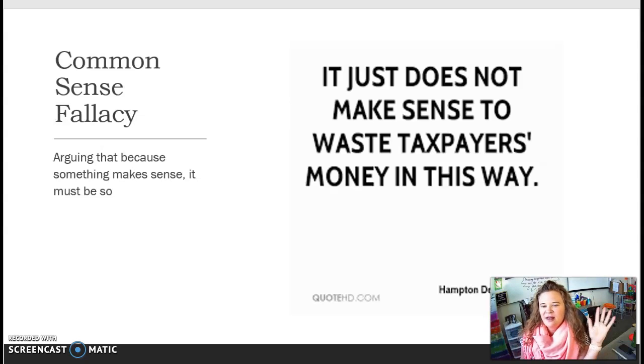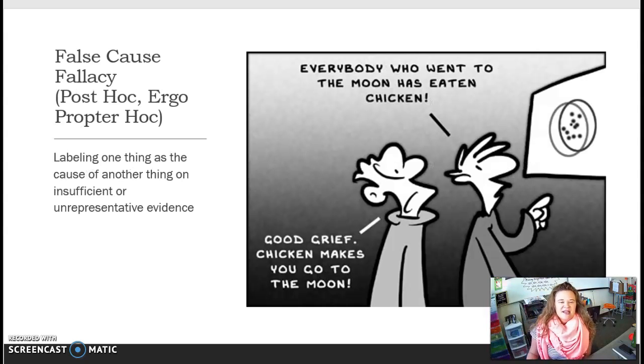All right, 5 more here. Common sense fallacy: arguing that because something makes sense, it must be so. It just does not make sense to waste taxpayers' money this way. Just saying that it doesn't make sense not to do something. Like, it doesn't make sense not to do your homework. It doesn't make sense not to buy a yearbook. It doesn't make sense not to set your alarm in the morning. It doesn't make sense not to hop on one foot and do the hokey pokey. That's the common sense fallacy. You're just saying it doesn't make sense not to. Pause the video and write your example.